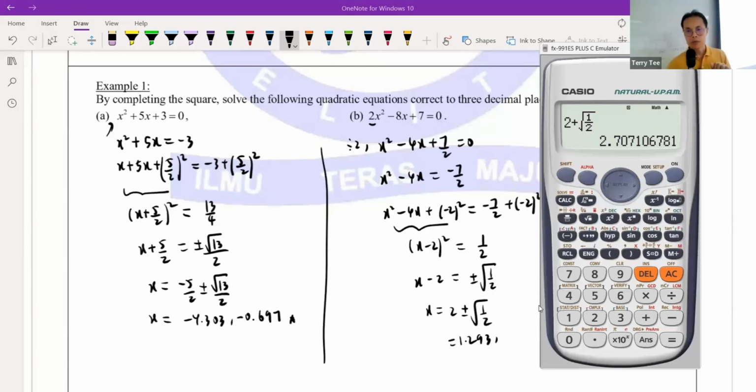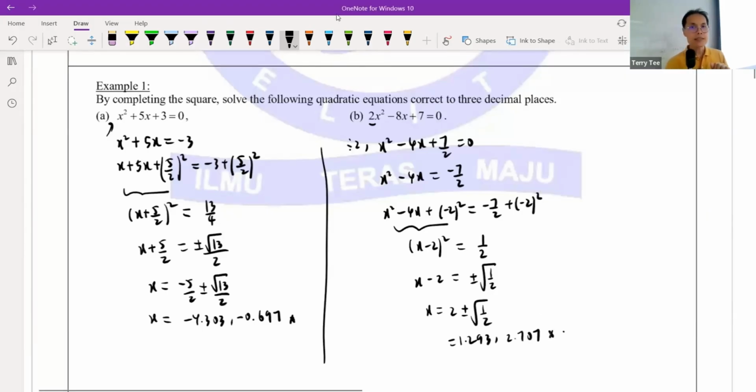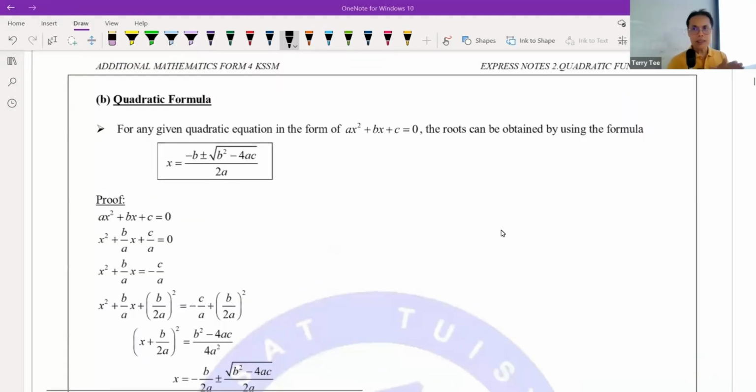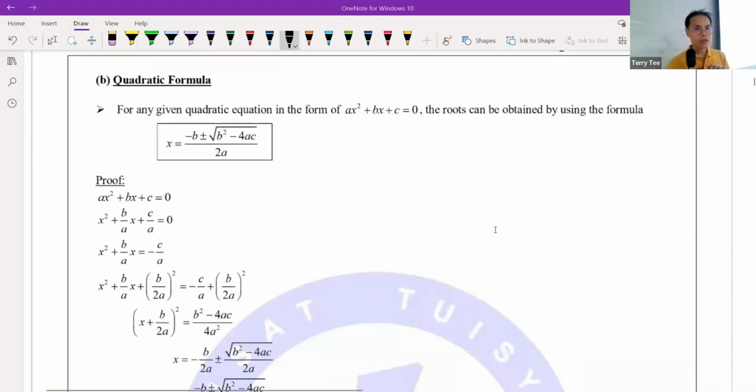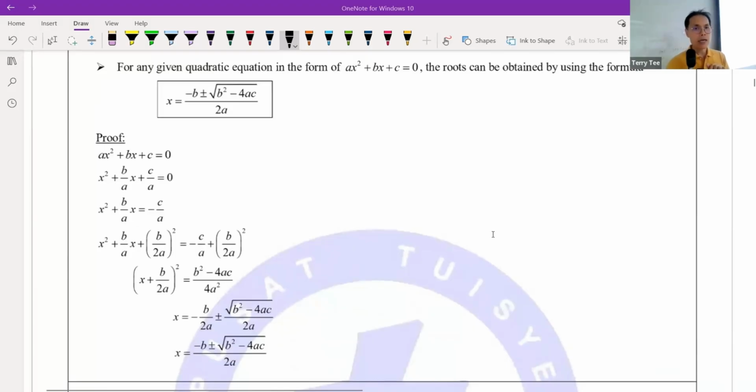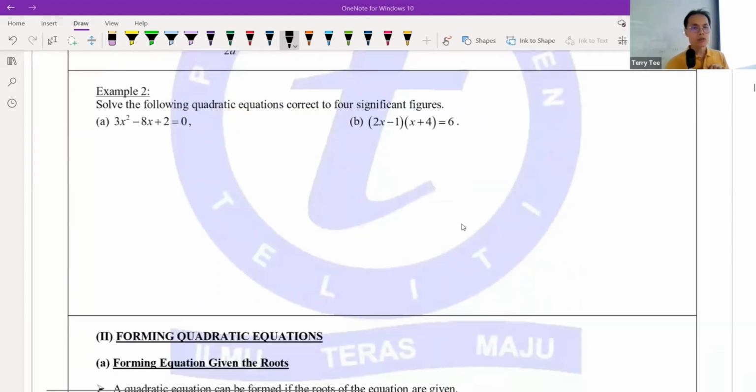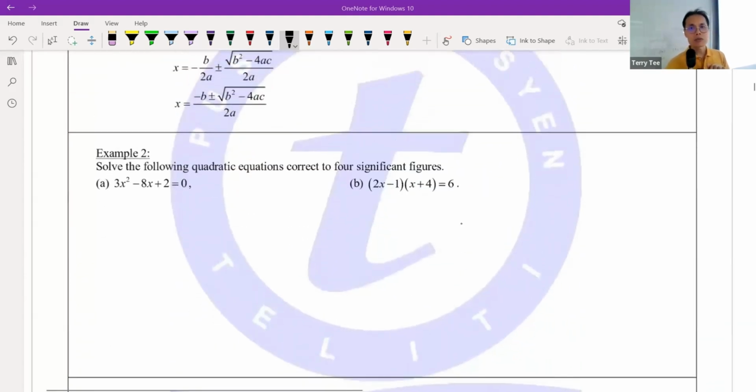In the event that you cannot solve it using factorization, you can also use the quadratic formula. You all need to know how to prove it, because in the exam they can actually ask you how to prove this, but you can just refer to whatever I've shown you here. To solve a quadratic equation using the quadratic formula, we just have to identify what your A, B, and C are.